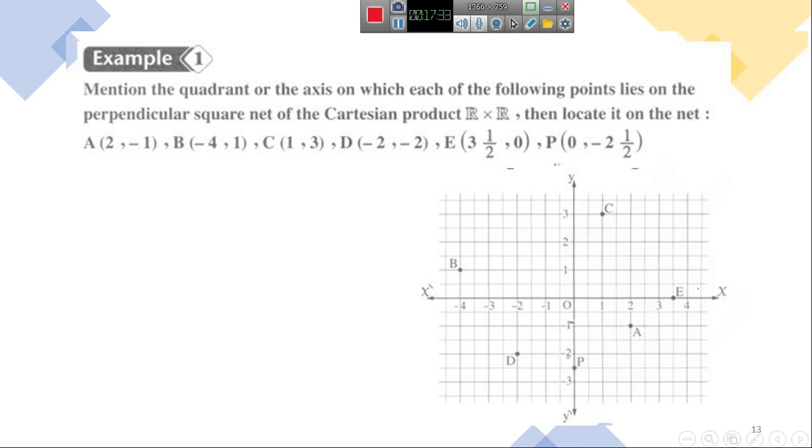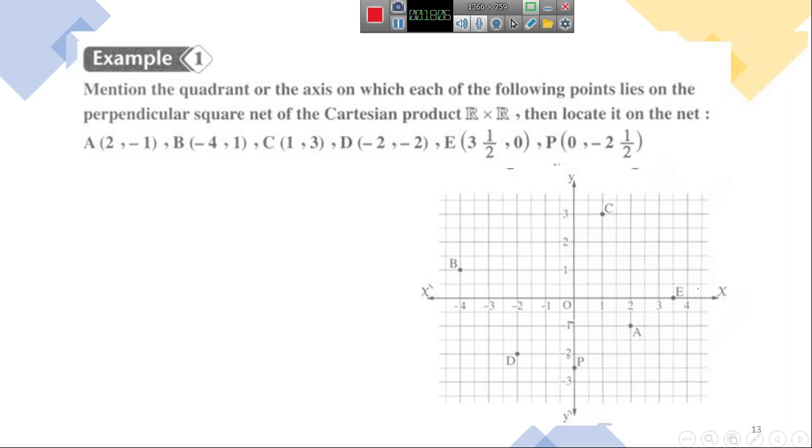To represent point A, we move to the right 2 units, then down 1 unit. To locate point B, we move on the x-axis to the left 4 units and up 1 unit. To represent point C in the same way, 1 unit to the right and 3 units up. For point D, negative 2 means 2 units to the left and 2 units down.